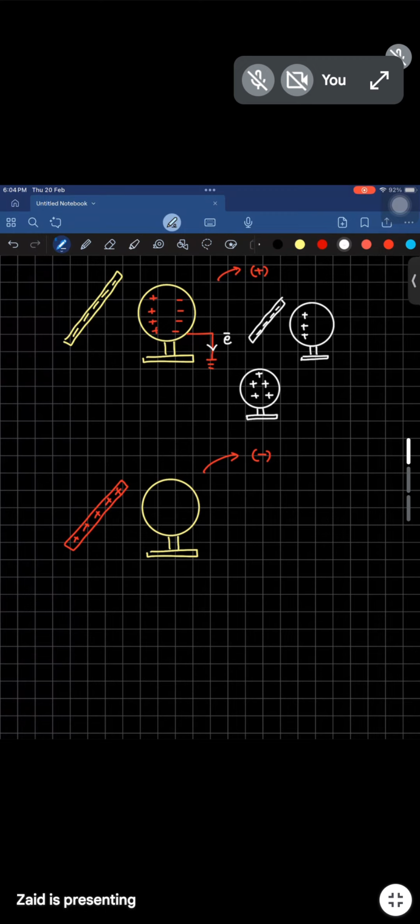Now what you're going to do? You have not removed the rod so far. The rod is still in place, and then finally you just remove the rod, and the positive charge is going to spread out evenly all over the sphere. Is it clear?